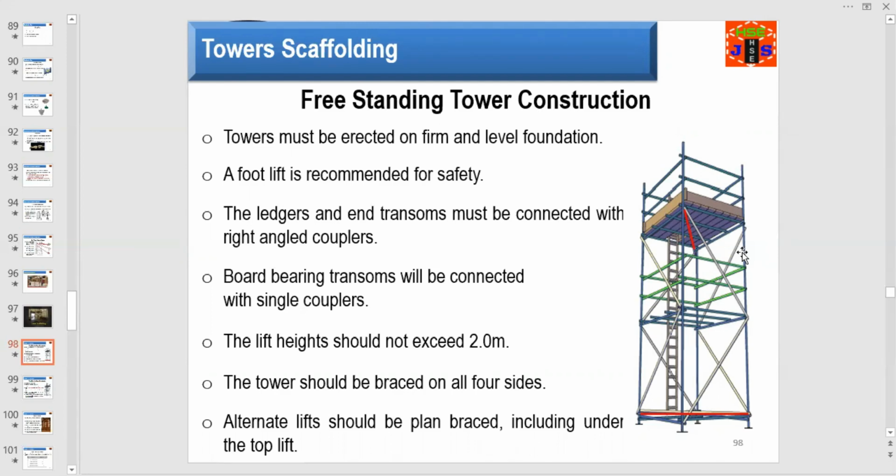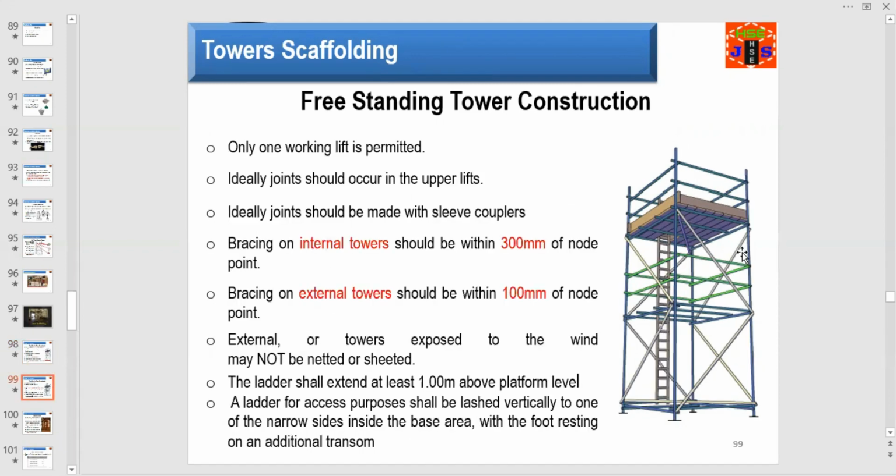The lift heights should not exceed 2 meters. The tower should be braced on all four sides. Alternate lifts should be plan braced, including under the top lift. In the freestanding tower, only one working lift is permitted.